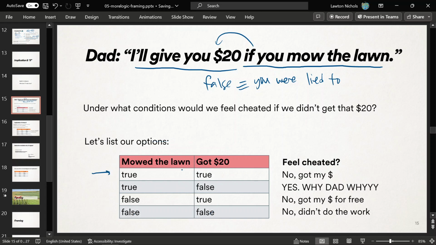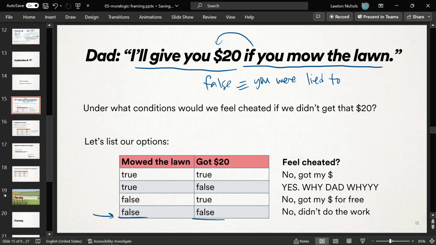If we mowed the lawn and we got $20, we do not feel cheated, right? We did not get lied to because we got the money after doing the work. So that should be true in that case. The if should have been true. What about this one? If we didn't mow the lawn, but we got $20 anyway, then Dad's statement still is true. Let's consider it to be true because we did nothing and we still got money because Dad likes us. Okay, so that's fine. We don't feel cheated in that case.